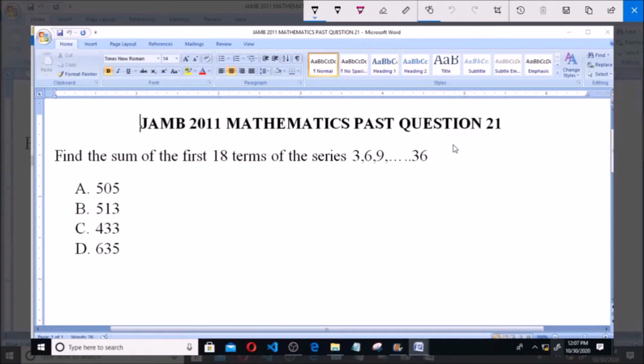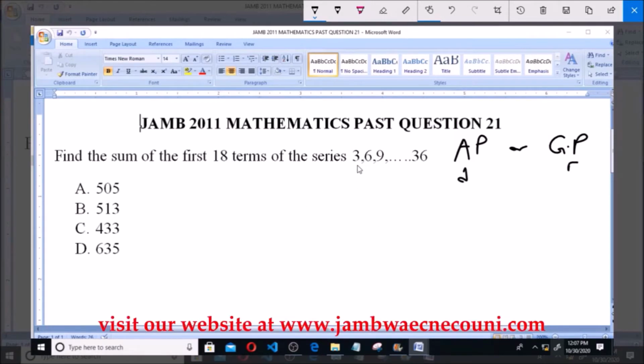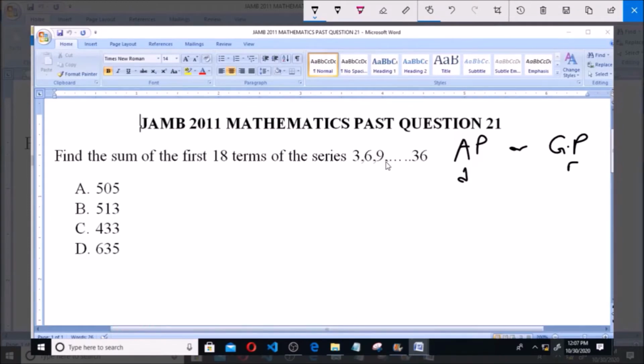Now, with this series you have to know if it's an AP, arithmetic progression, or a GP, geometric progression. If it's an AP, there will be a common difference, but if it's a GP, there will be a common ratio. Now let's look at it. The first term is 3, the second term is 6, so 6 minus 3 gives us 3, and 9 minus 6 gives us 3. That is an AP because the common difference is 3. Now let's look if it's a GP. 6 divided by 3 gives us 2, but 9 divided by 6 will not give us 2, so it is not a GP, it's an AP.